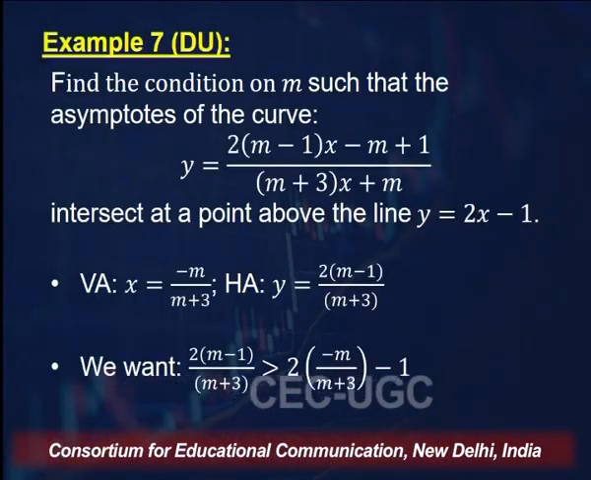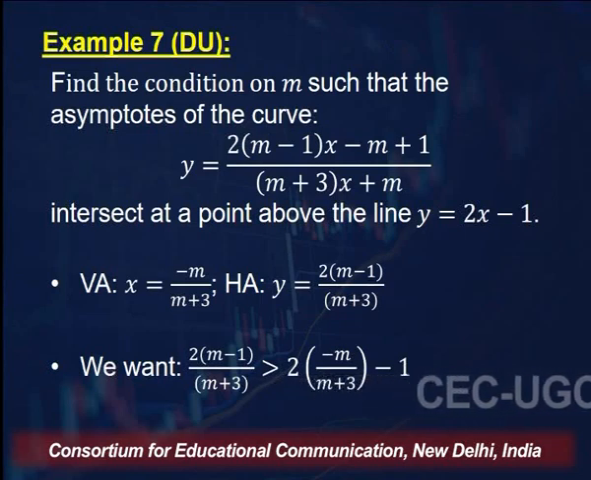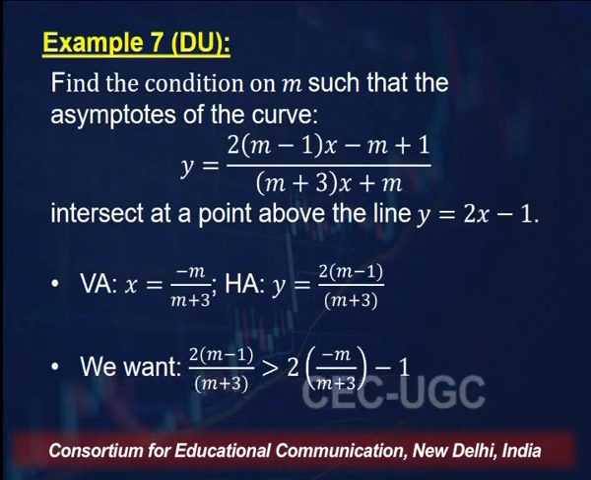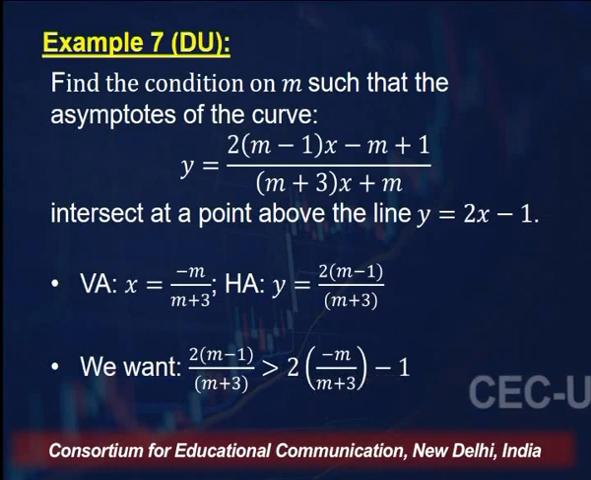Okay, this is a question from one of the Delhi University exams. It's again a kind of interesting question. So this asks you, find the condition on m such that the asymptotes of the curve y equal to 2 times (m minus 1) x minus (m plus 1) divided by (m plus 3) times x plus m intersect at a point above the line y equal to 2x minus 1.